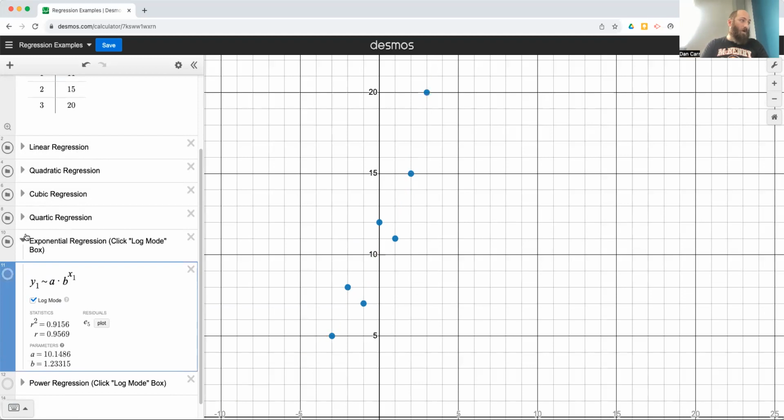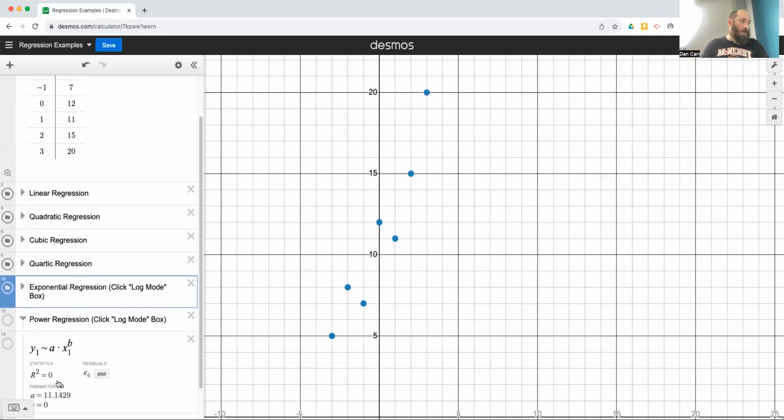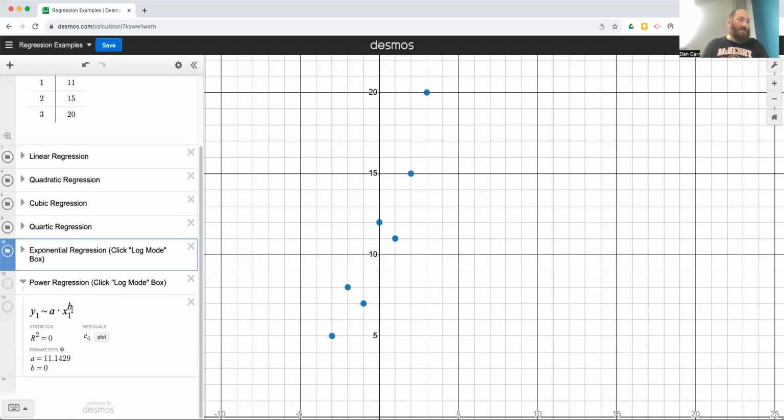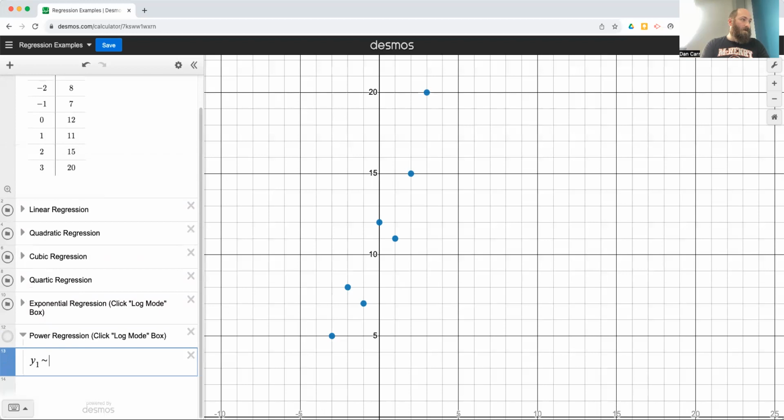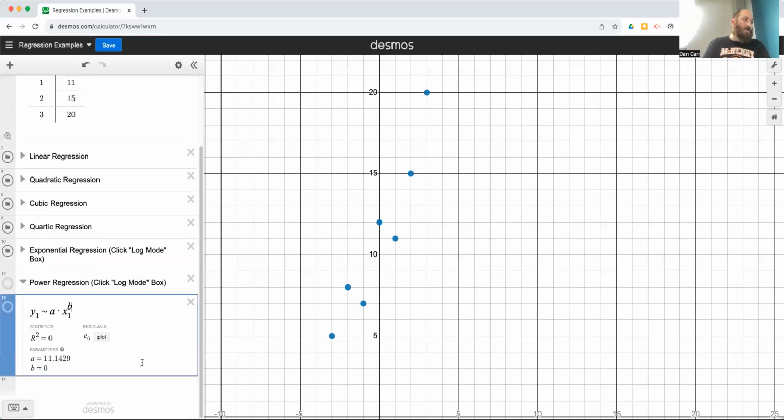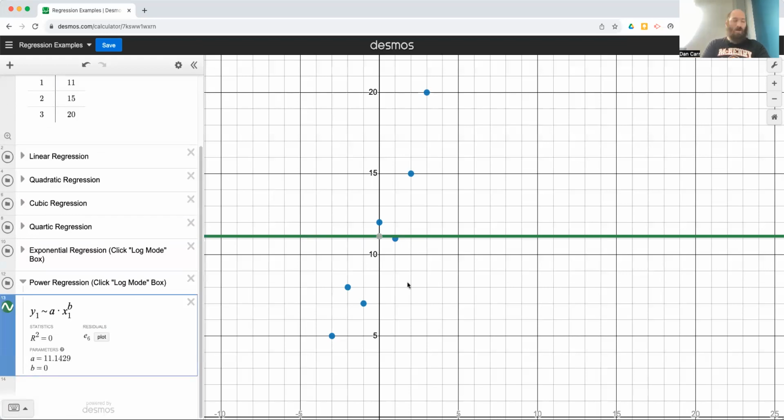The last one was our power regression. Power regression looks like this, where basically my exponent is b up here, and my x1 is what comes down here. Okay, so again, if I type this, I'm going to do a multiplied by x1 raised to the b power. Now this one, usually log mode popped up on here, but it doesn't look like it did in this case because it's not much of a curve on this one. Okay, y1 and x1 does not really have a power curve to it.